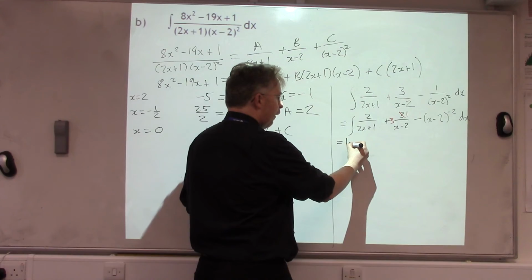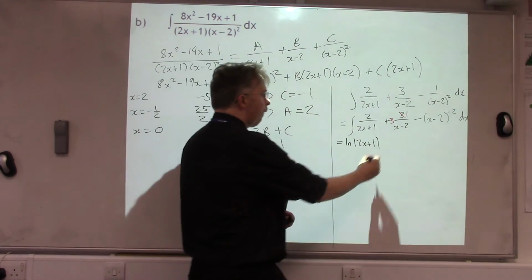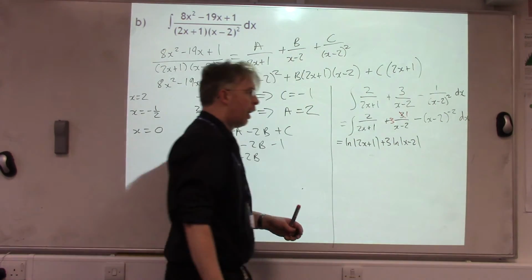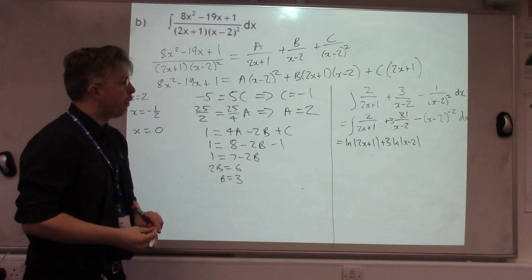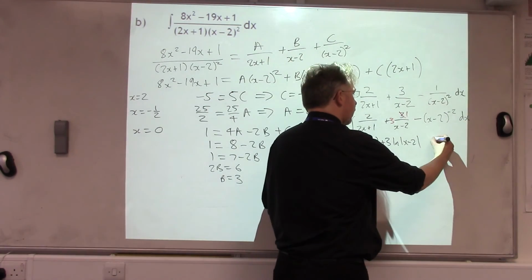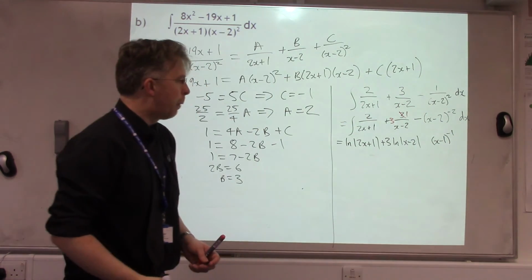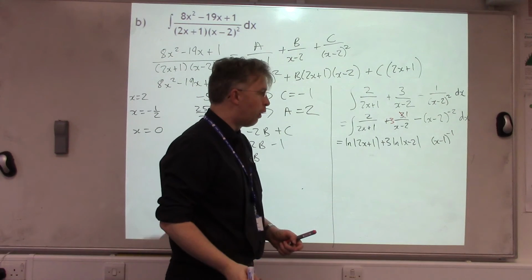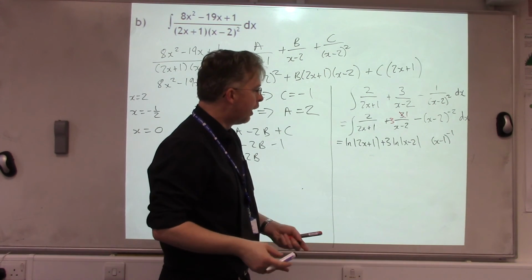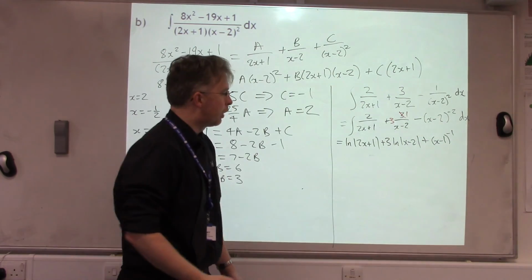So integrating, first one is ln of 2x plus 1. Second one, the 3 carries down, and it's ln of x minus 2. And the last one, it's obeying the rules. So we add 1 to the power, x minus 2 to the minus 1. We divide by the new power, and by the number in front of x. Well, the number in front of x is just 1, so that'll have no impact. Divide by minus 1, we'll turn that minus into a plus.